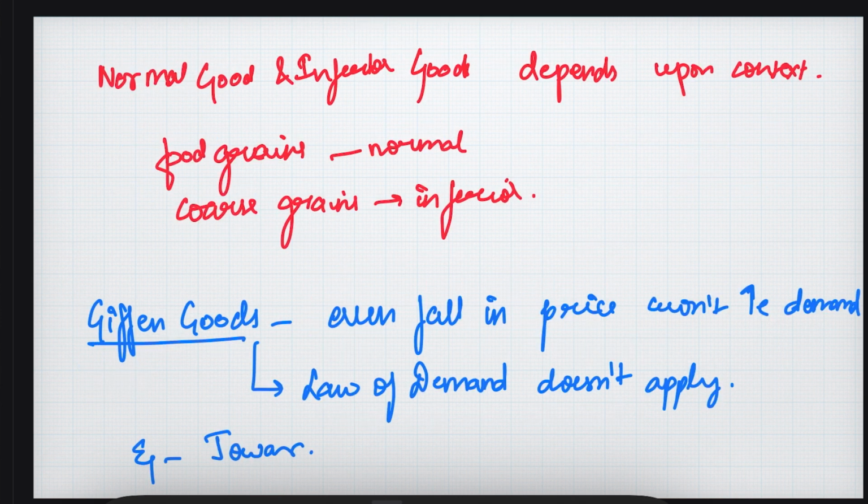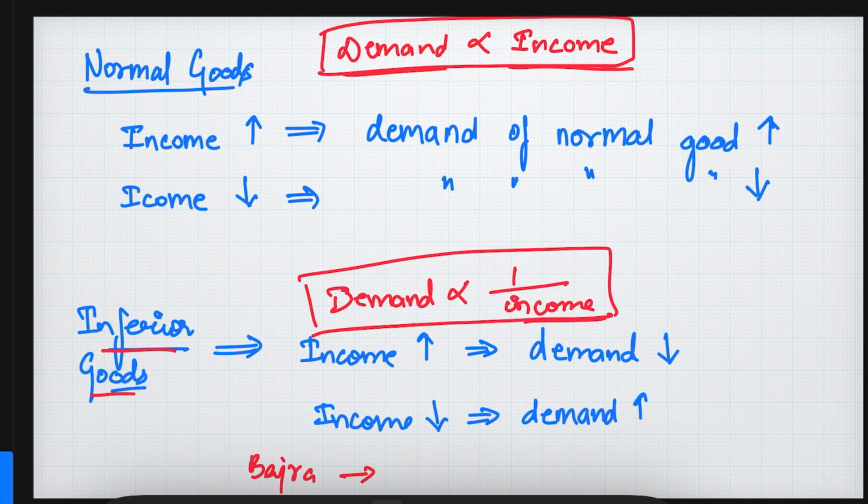However, if you follow a healthy diet, you would consider food grains as inferior goods, and coarse grains and more healthier food options as normal goods. So the classification of goods as normal and inferior is totally dependent upon the context. If you have low income, you would buy lower quality goods to reduce your expenditure. However, if your income increases, your tendency to spend more on quality products would increase. Hence, your demand for inferior goods would reduce with your income increase.